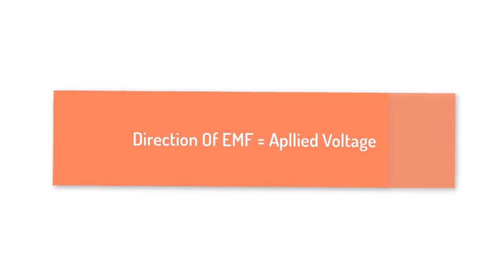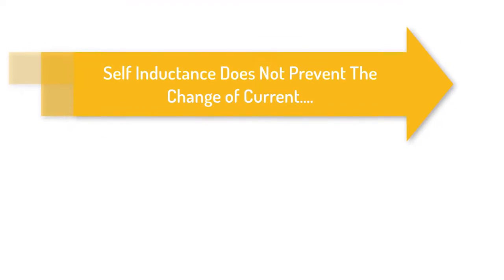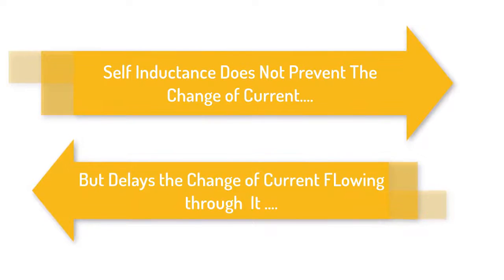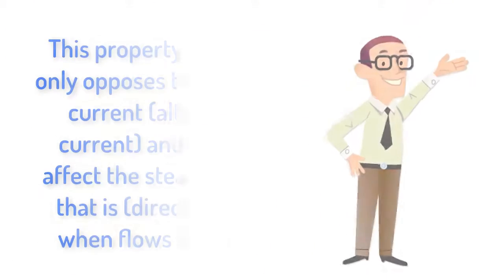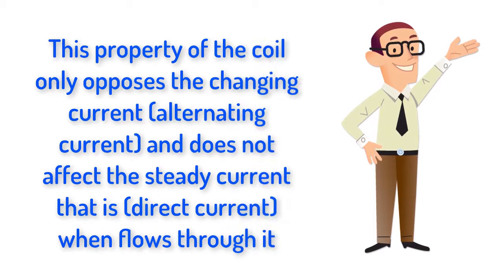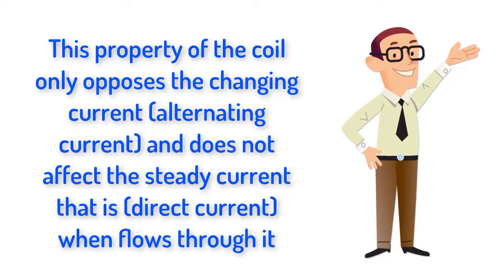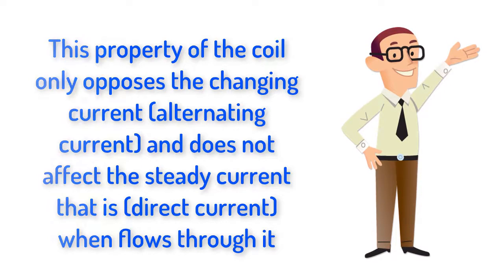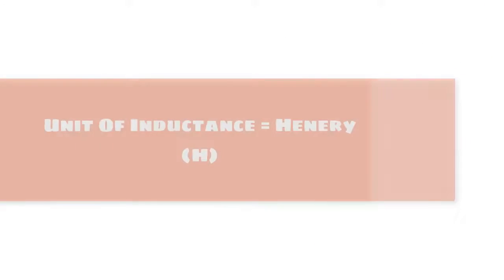Self-inductance does not prevent the change of current, but it delays the change of current flowing through it. This property of the coil only opposes the changing current and does not affect the steady current flowing through it. The unit of inductance is Henry.